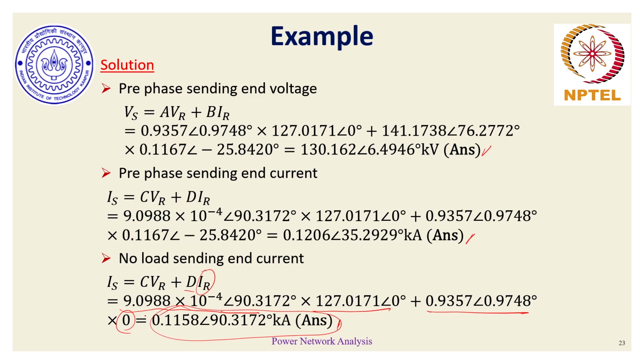Now that indicates that even if there is no load at the receiving end, the sending end current is non-zero, and it is almost leading the receiving end voltage by 90 degrees. This indicates that the line is consuming reactive power, which is the reason why the line is still demanding sending end current, although there is no load at the receiving end.